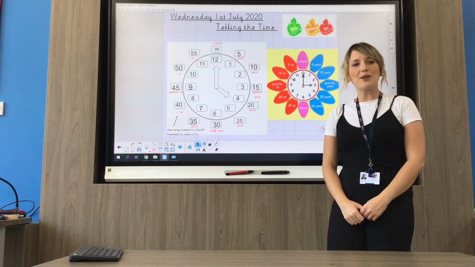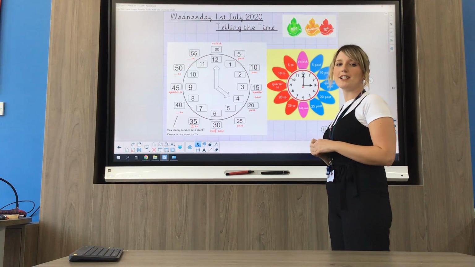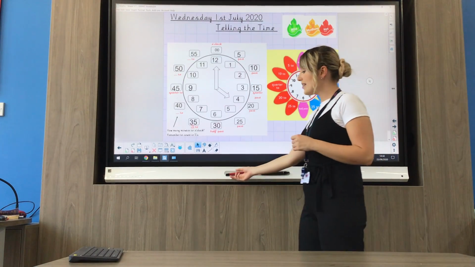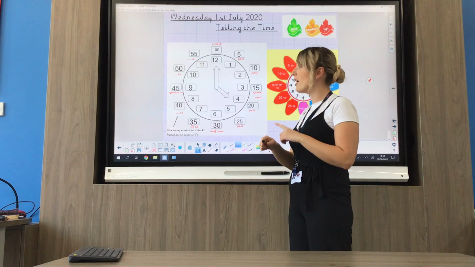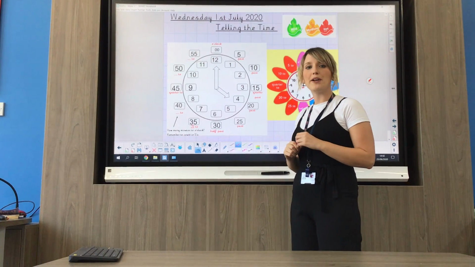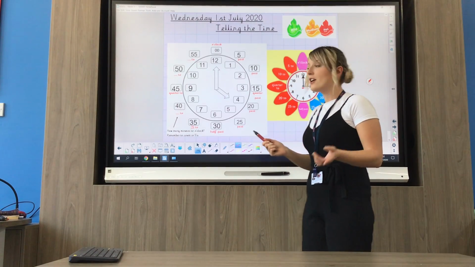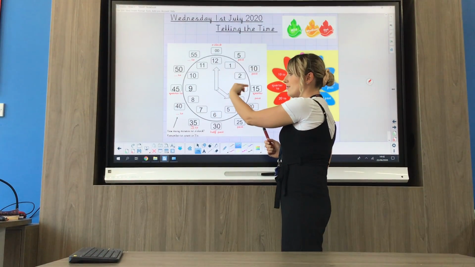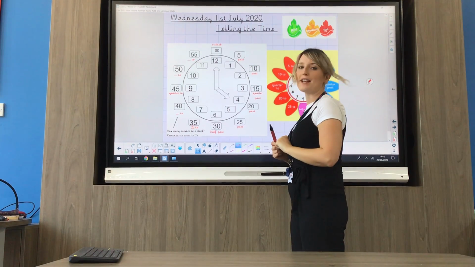Today we're going to continue with telling the time and we're going to cast our minds back to yesterday when we looked at labelling a clock. This is an ordinary clock that we see in our houses, on a watch. It's a 12-hour clock. Now we know that there are 24 hours in a day, so the hands have to tick around the clock the whole way round twice in one day.